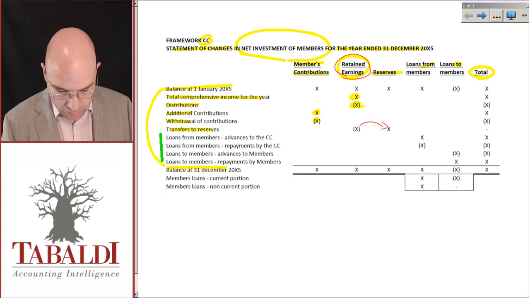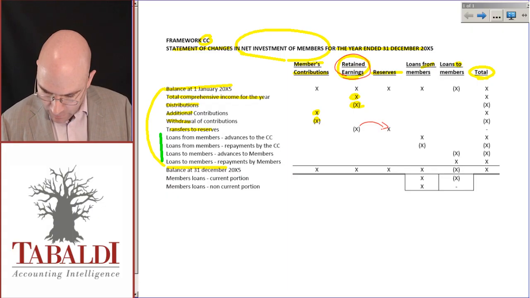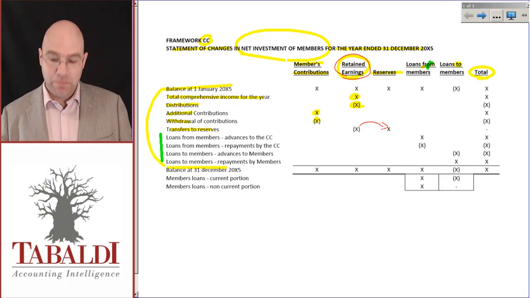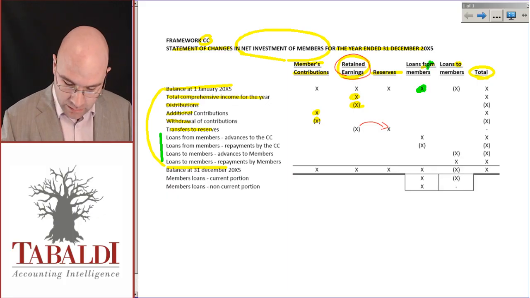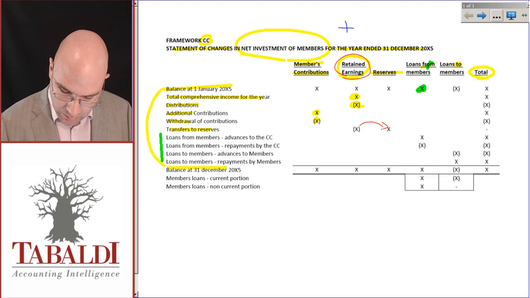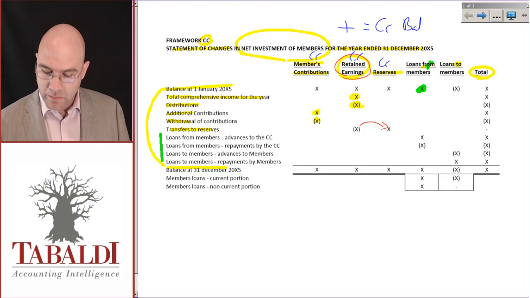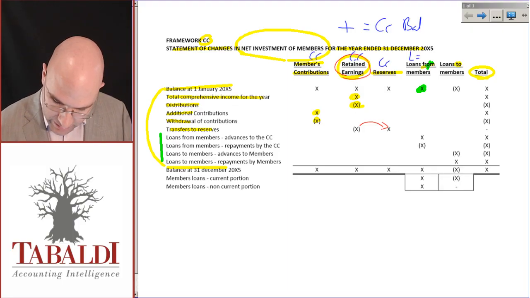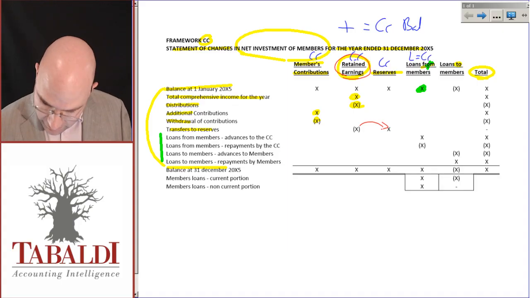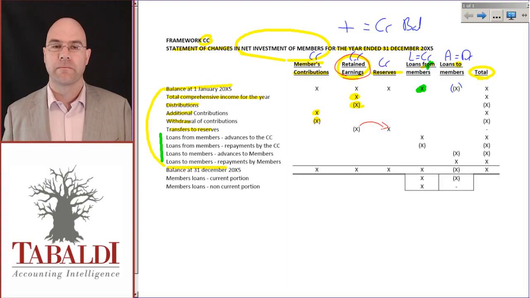So if we have a loan from a member, remember that's a liability to us. And here we're dealing with positive figures equal credit balances, right? So this is a credit, a credit, a credit. Loan from a member is a liability, which equals a credit. Loans to members is an asset, which equals a debit. So we'll put that in a negative.